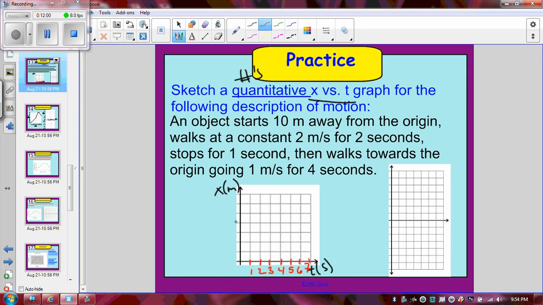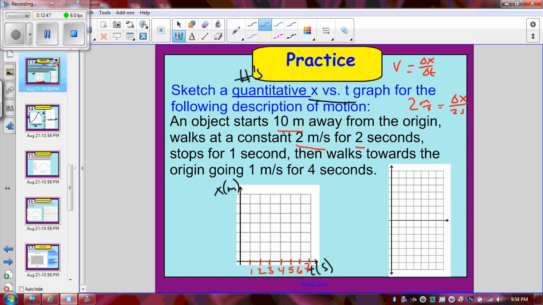On the y-axis, that's my position. I want to figure out what's my greatest position and what's my least position to figure out what I should make my scale. It looks like the object starts 10 meters away. Then it walks at a constant 2 meters per second for 2 seconds. If we think about the fact that velocity, or average velocity, is equal to change in x over change in t, and I know my velocity is 2 meters per second, and the time is 2 seconds, I can actually solve for what's the delta x by multiplying those two. 2 times 2 is 4. You might also use common sense and figure out if you're moving at a rate of 2 meters every second, and if you go 2 seconds, it's going to be 4 meters. That's another way to figure it out.